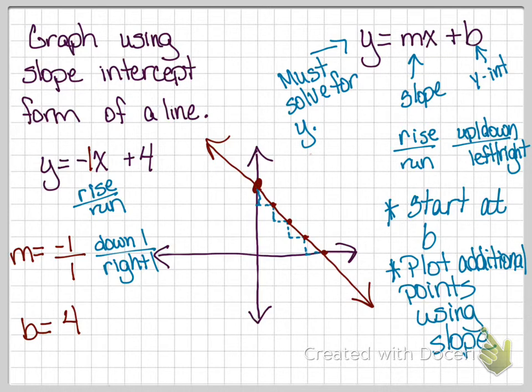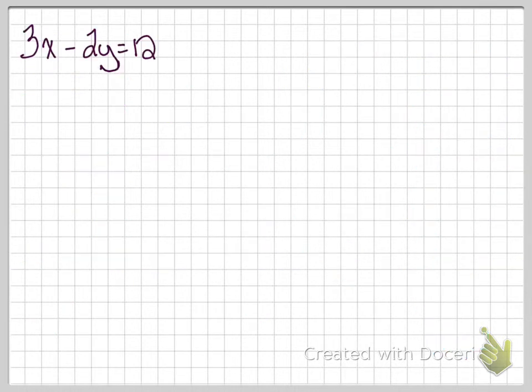May I go to the next screen? Okay. Here I have 3x minus 2y equals 12. I want to graph this using slope-intercept form, but I can't do that yet. What do I have to do first? Say it again. Good, I got to get the y by itself.